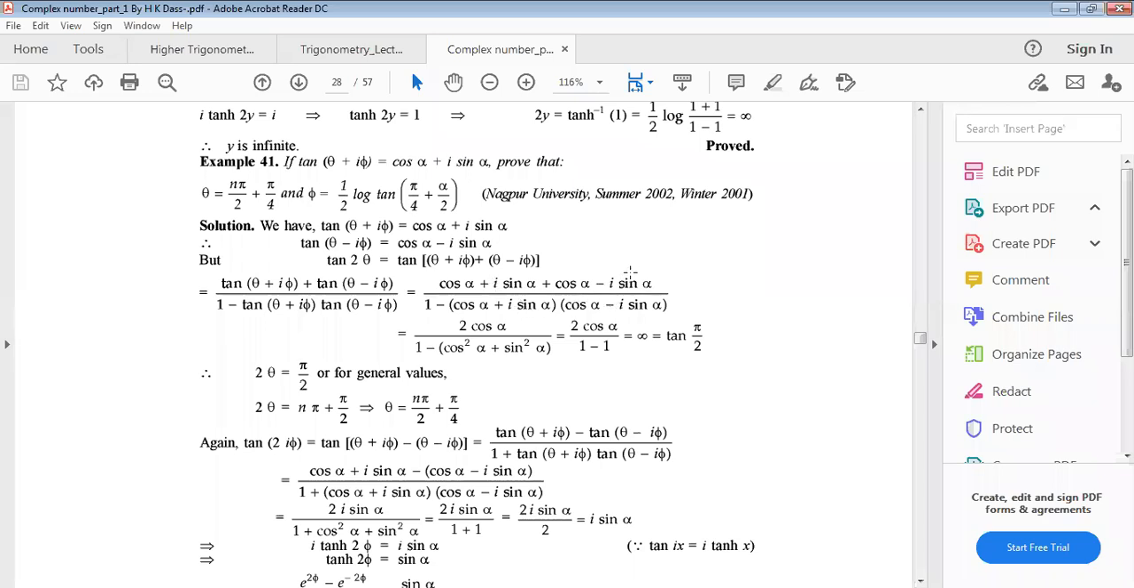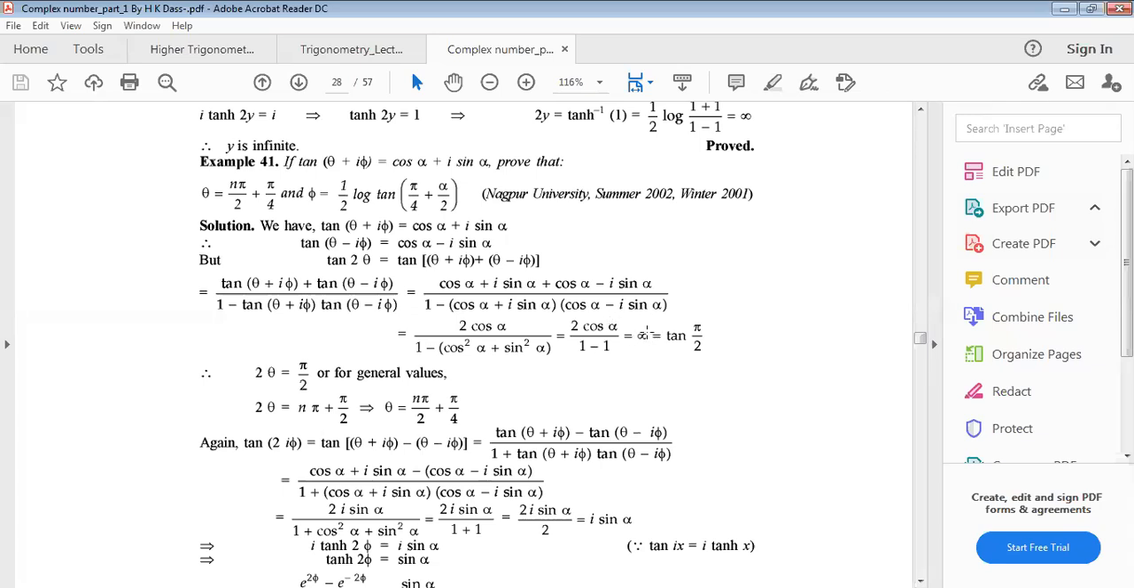The i sin α cancels, only cos α plus cos α, that is 2 cos α, and in the denominator it is (a + b)(a − b), a square minus b square. But minus will be cancelled because i square equals minus 1. Imaginary number i, if we take the square, gives minus 1. So cos² α plus sin² α equals 1, and 1 minus 1 is 0. That means something divided by 0, infinity.